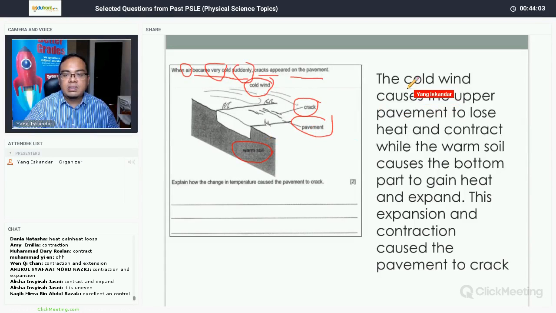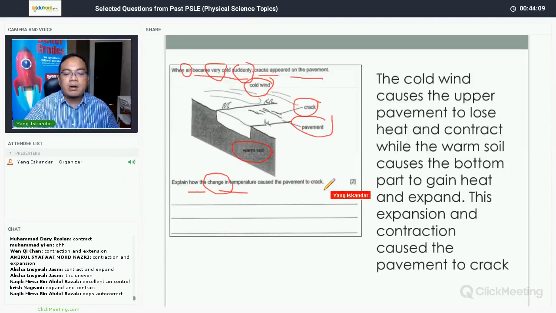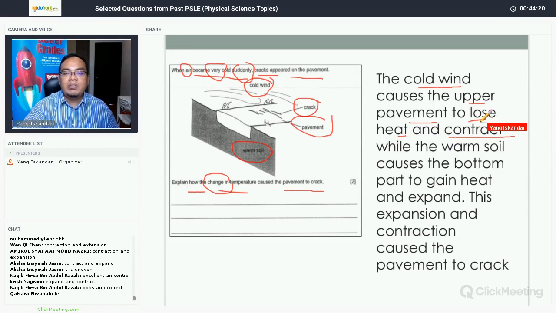Okay. So how to answer this question? Explain how the change in temperature, keyword here, the change in temperature, causes the pavement to crack. So the cold wind causes the upper part of the pavement to lose heat and contract. Keyword here, you need to mention lose heat, right? Because when you talk about heat expansion and contraction, you always have to talk in terms of heat loss or heat gain. But for contraction, heat is lost.